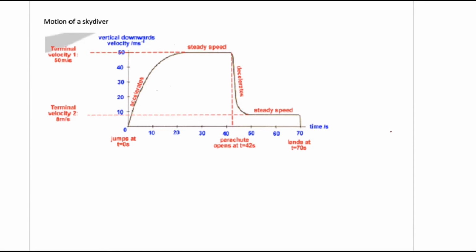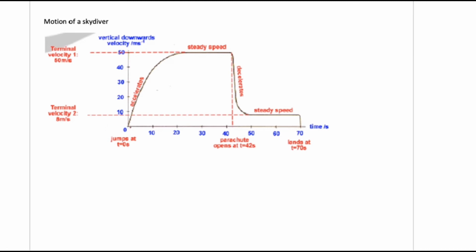Okay, so we go through this now. Motion of a skydiver. What we need to know is that a skydiver is a person who jumps down from an aeroplane. Of course he is not going to just jump down like that. After a while he has to open his parachute so that he can fall at a slower speed and land safely. Let's see the graph and understand terminal velocity and the forces.